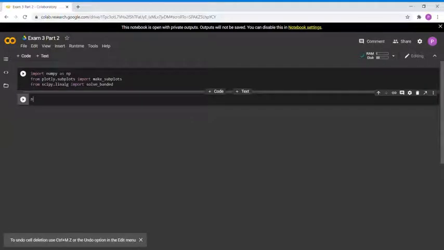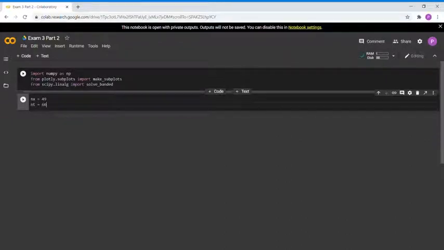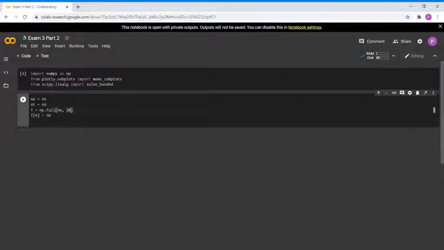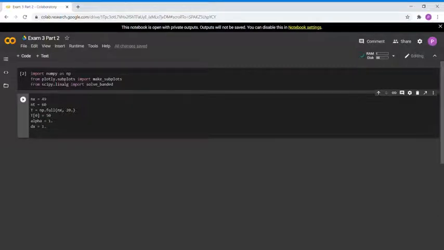So I have nx equals 49. It is like 60 minutes. Temperature, this is the room temperature, so nx 20. T at 0 is 50 degrees Celsius. Then alpha is 1. Dx, I'll calculate every 1 meter. Dt, measure the temperature every 1 minute.